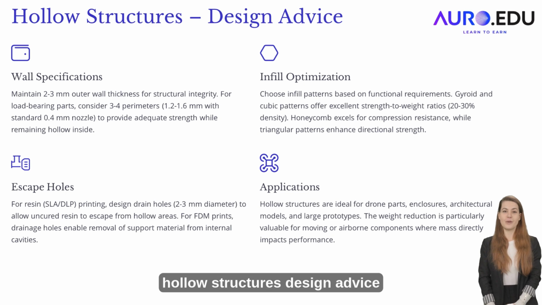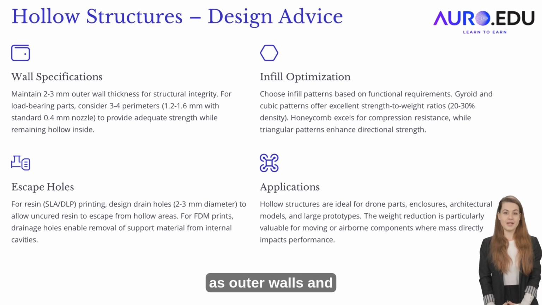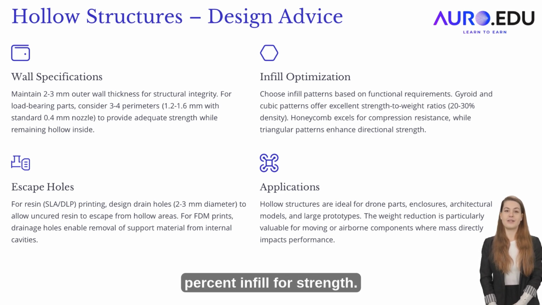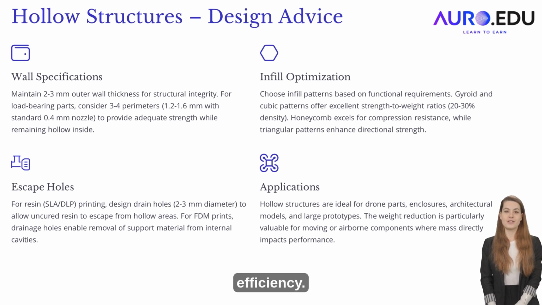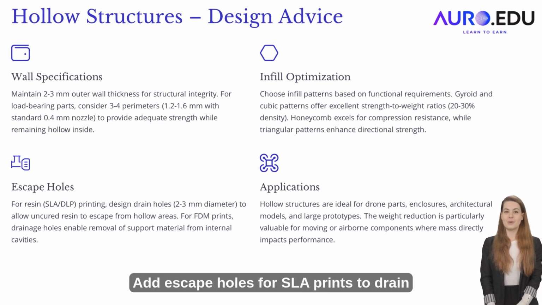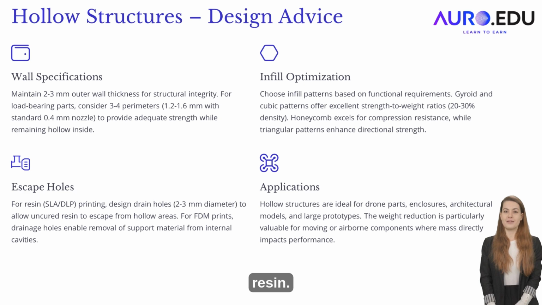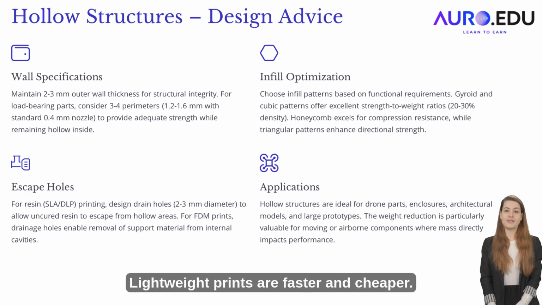14. Hollow structures. Design advice. Use 2–3 outer walls and 20–30% infill for strength. Consider gyroid or honeycomb patterns for structural efficiency. Add escape holes for SLA prints to drain resin. Lightweight prints are faster and cheaper, smart for prototyping and drones.